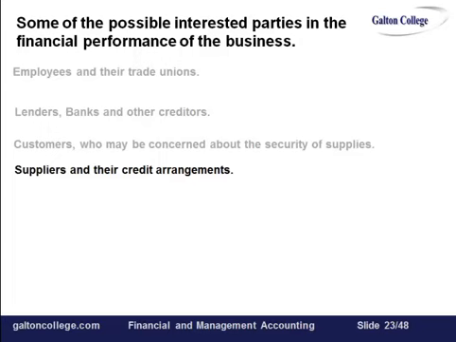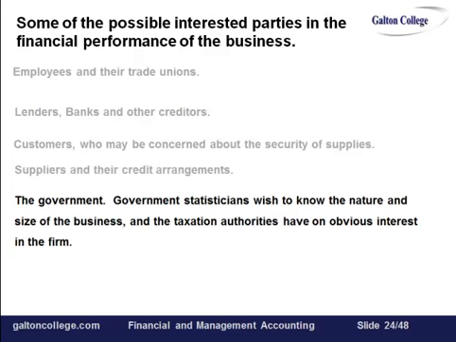Suppliers and their credit arrangements. Perhaps companies supplying raw materials to the firm. They want to know that the firm is performing satisfactorily, generating enough profit to pay them and to enable them to continue trading. The government's statisticians want to know the nature of the business and the size of the business.